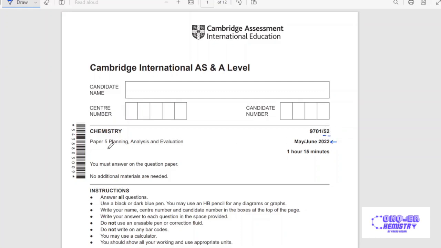This is the planning, analysis, and evaluation paper, which is basically about experiments and all there is to do with the lab. All right. And with this paper, we're going to cover everything there is to paper 5, including how to draw diagrams, what variables to take care of, safety precautions, weaknesses and improvements to experimental procedure, how to draw graphs, and how to calculate gradient and do other calculations associated with experiments. So without further ado, let's get started on this particular paper.